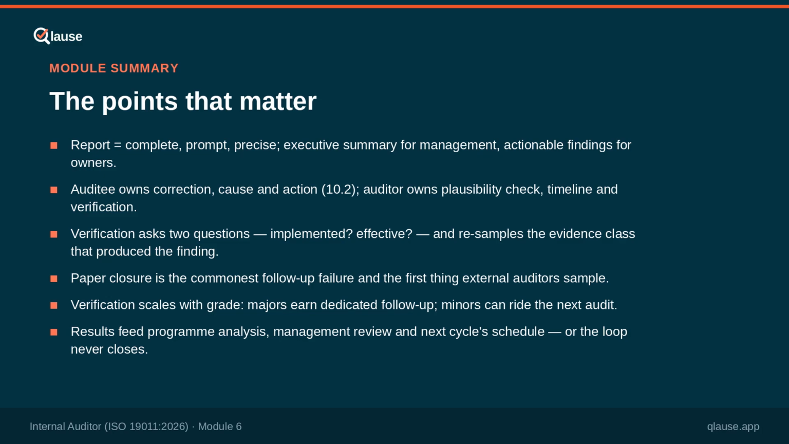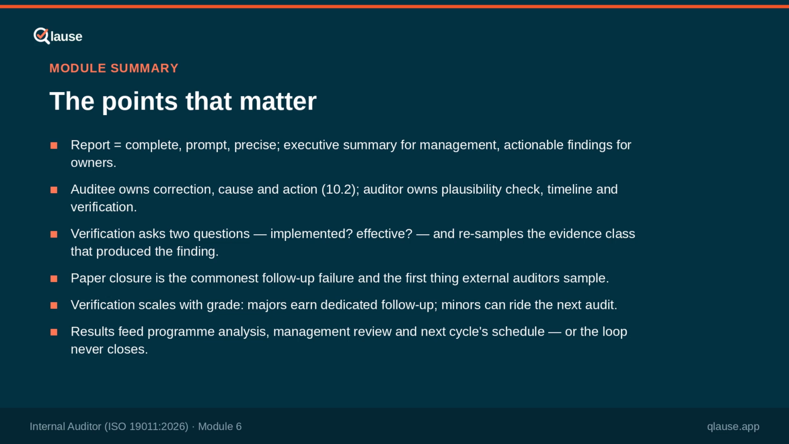Let us gather the module up. The report is complete, prompt, and precise. An executive summary for management, actionable findings for process owners. The auditee owns correction, cause, and action, 10.2. The auditor owns the plausibility check, the timeline, and verification. Verification asks 2 questions, implemented and effective, and resamples the evidence class that produced the finding.